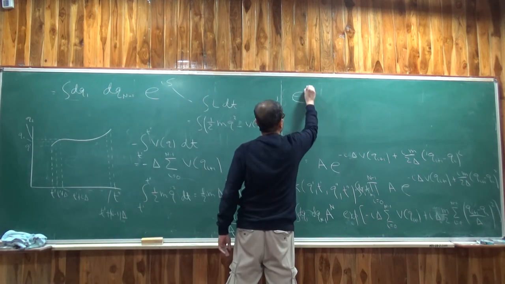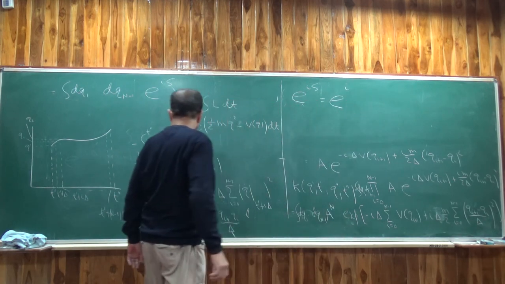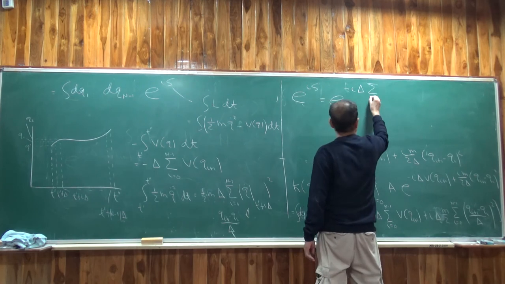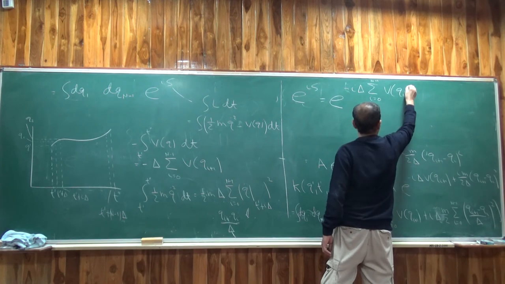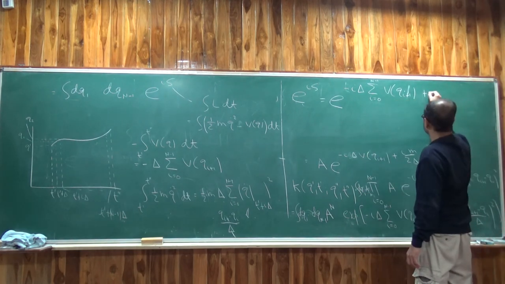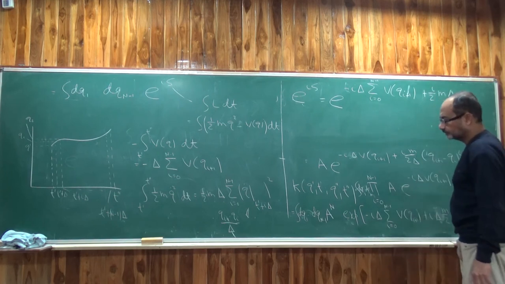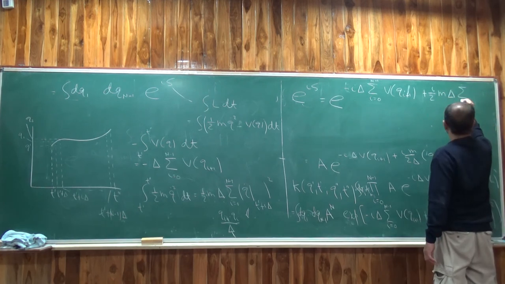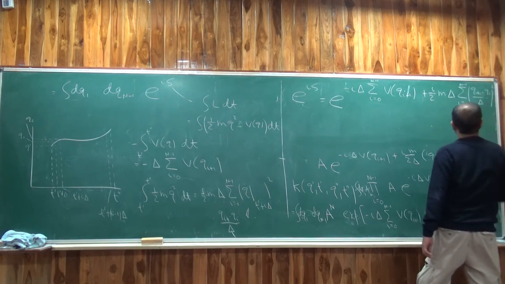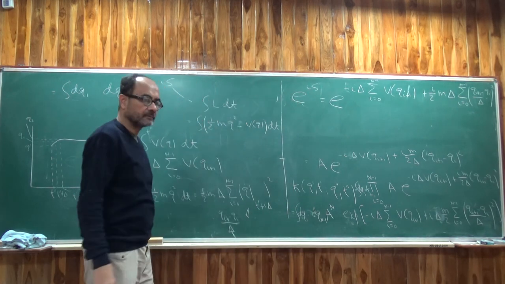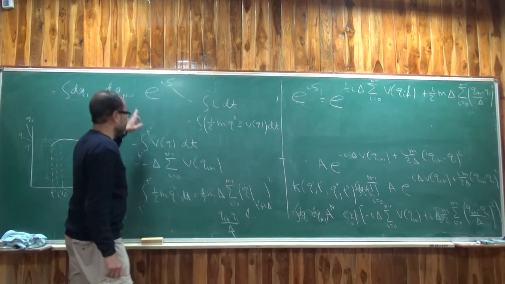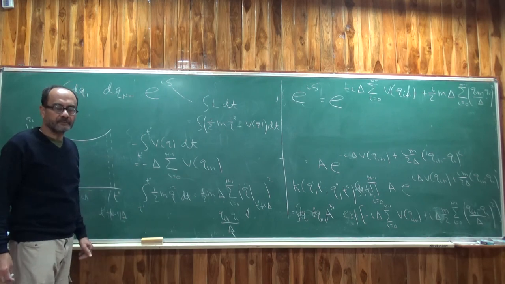So e to the i s is e to the i. First you have this one, so it's minus i delta, plus i by 2. And this is exactly what you have here. So it is in this sense that you can think of this as exponential of i times S. Is this clear?